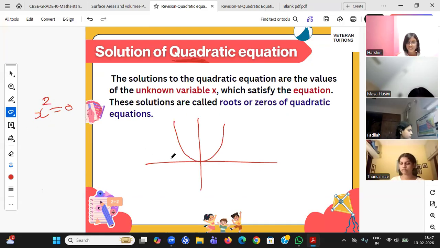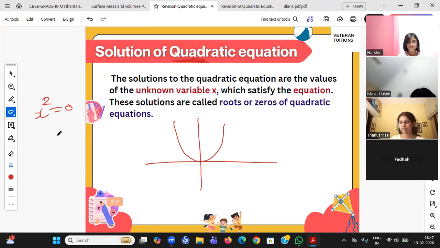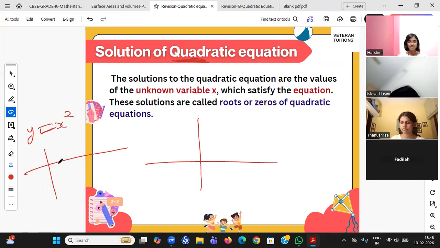x equal to minus 1, x equal to plus 1. Okay, so I'll just give this answer. y equal to x square. What is this graph? Sir, x square is a quadratic equation. How to draw the graph?